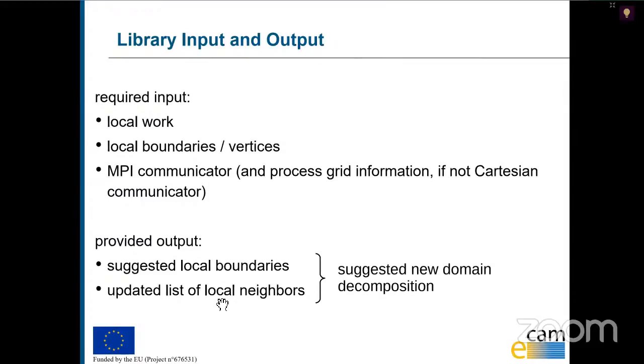The output you would then receive from the library would be the new suggested local boundaries and an updated list of local neighbors if there is an update to be made. For example, if you're using the staggered grid method, and this combined would then be a new suggested domain decomposition for your system.